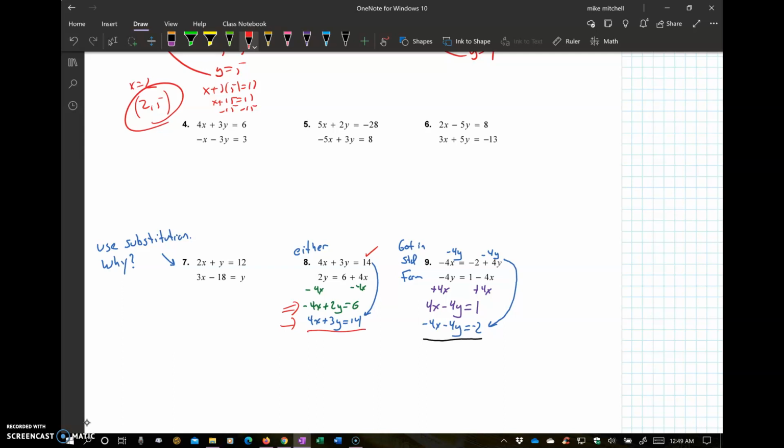Now, okay, I can add them up. Negative 4x plus 4x is 0. 5y equals 20. Divide by 5. Y is equal to 4. Again, you can plug it back in and get your answer.